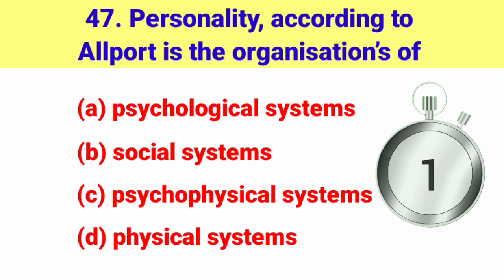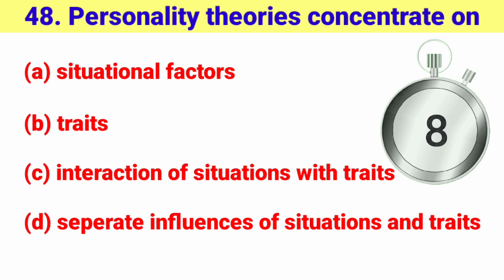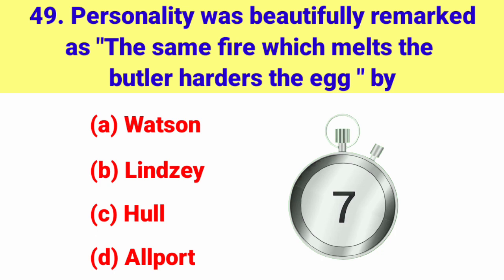Option C is correct. Personality theories concentrate on. Option C is correct. Personality was beautifully remarked as the same fire which melts the butter hardens the egg. By. Option D is correct.